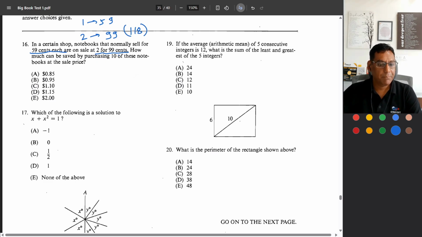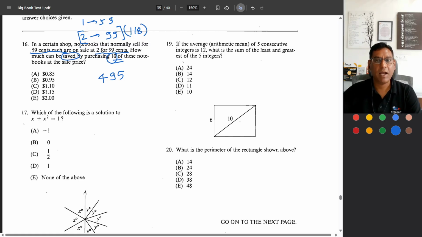How much can be saved by purchasing 10 of these notebooks at the sale price? Okay, I want to get 10 notebooks. I'm able to get two notebooks for 99. So for 10 notebooks, I multiply by 5. 99 times 5 would be 495. And I'm interested in saving.